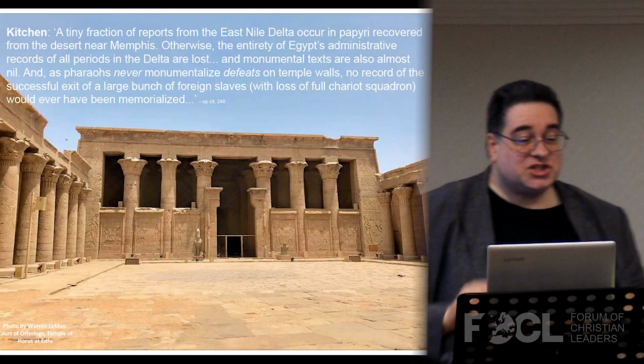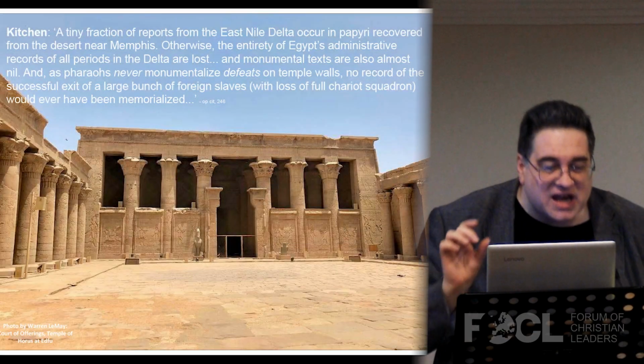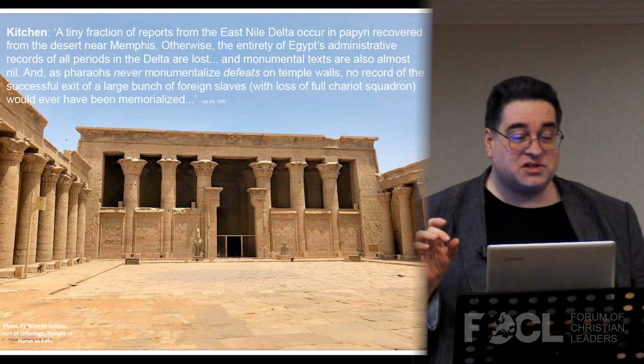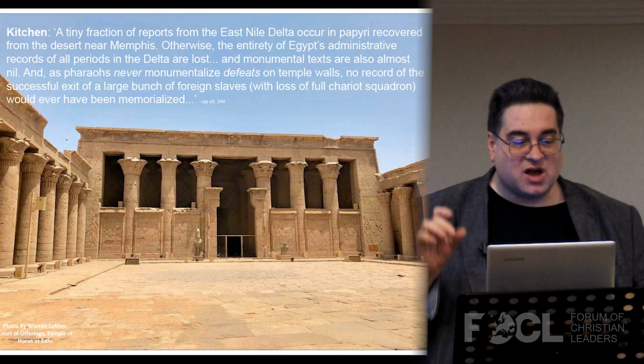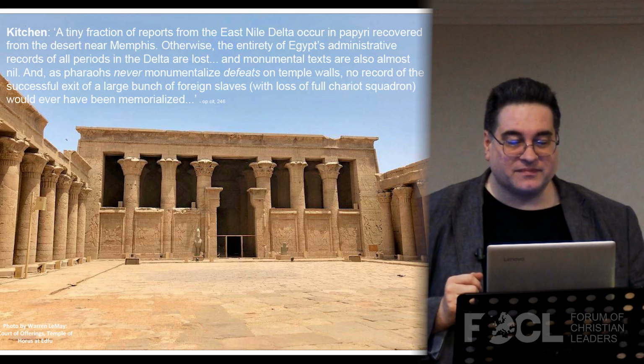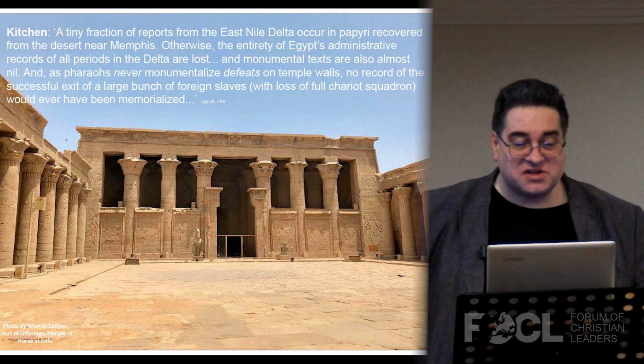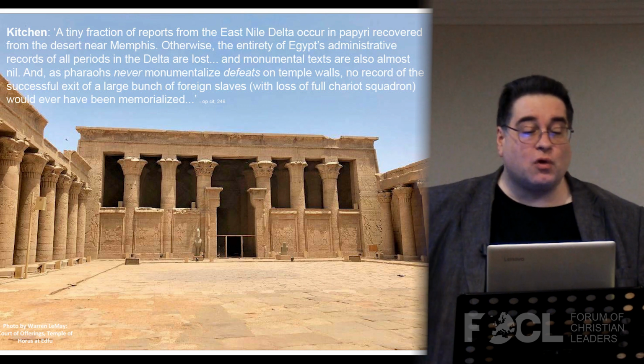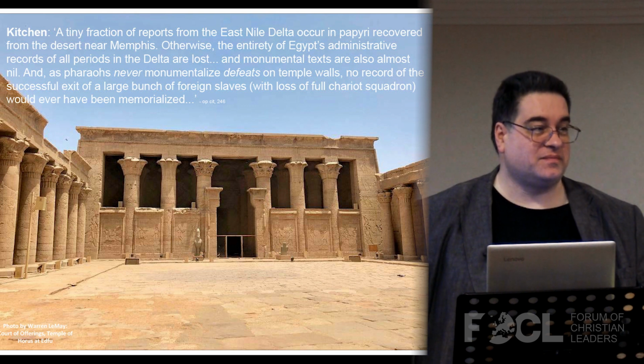And again, asking the question, well, if it didn't happen, why would that legend be burned deep into Jewish culture is an interesting one, and noting again that he's making an argument from silence. Argument from silence. Kitchen, again, says a tiny fraction of reports from the East Nile Delta occur in papyri recovered from the desert near Memphis because the dry conditions preserve the papyrus.